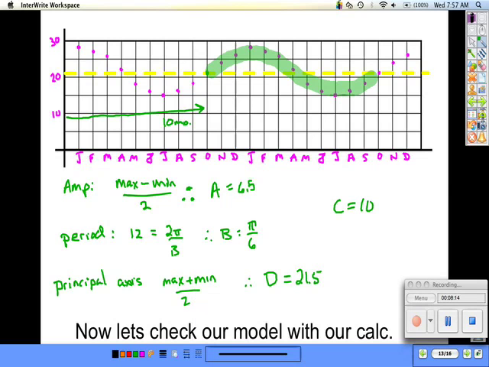So our equation is going to be T equals 6.5 sine (pi over 6 times (t minus 10)) plus 21.5, where capital T is the temperature and little t is the number of months.